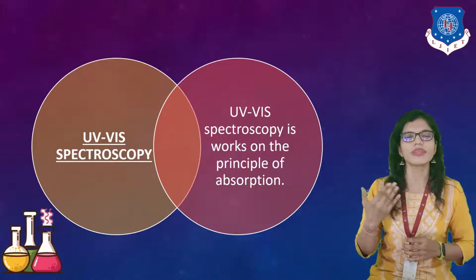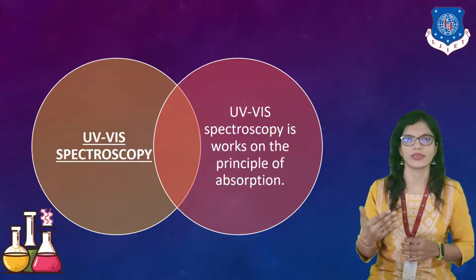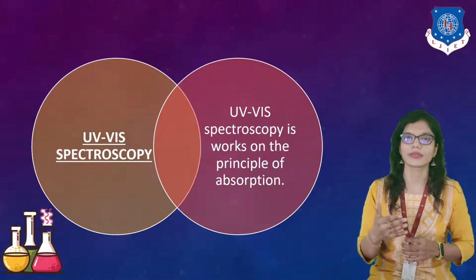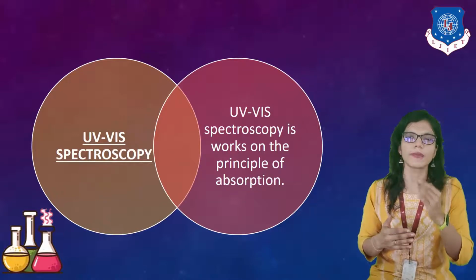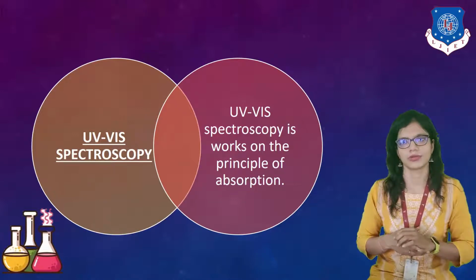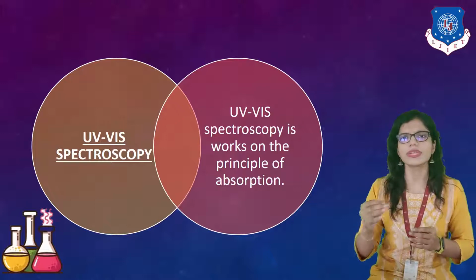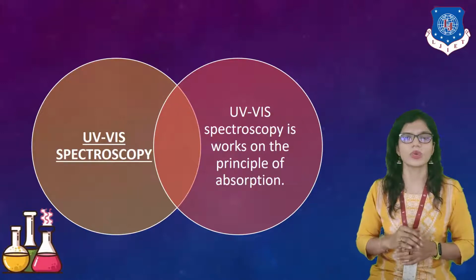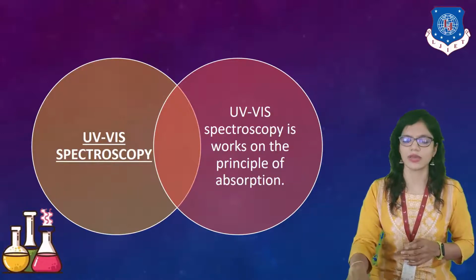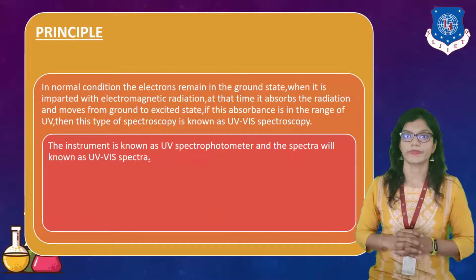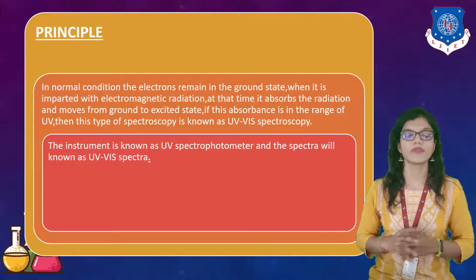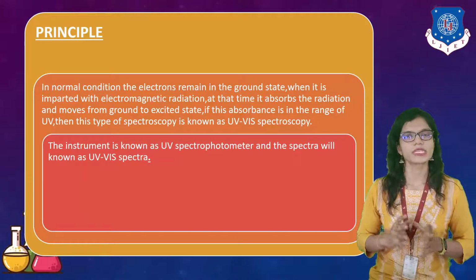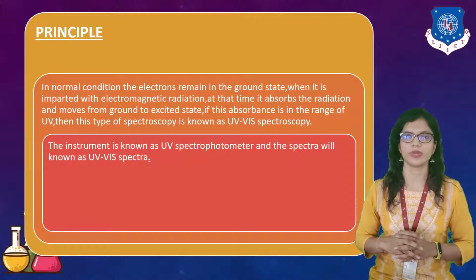Right? Each and every element has its own tendency to absorb the light. They will not absorb the light in each and every particular range. Certain samples absorb in certain ranges only, and that's why they are known as individualistic samples or individualistic matter. Okay, now let's begin with the principle of UV visible spectroscopy.